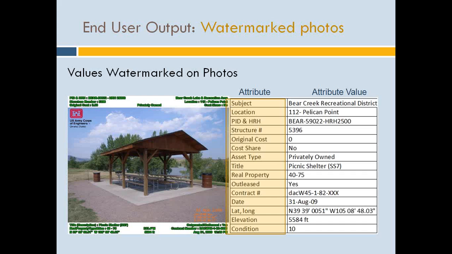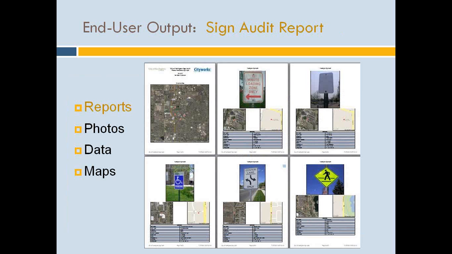The most straightforward output is to watermark attribute values on the photographs. Here, the Army Corps of Engineers has collected information as part of the federal mandated real property audit, in this case a picnic shelter at Bear Creek Recreation District. Attributes are in the yellow column and their corresponding attribute values are in the white column.